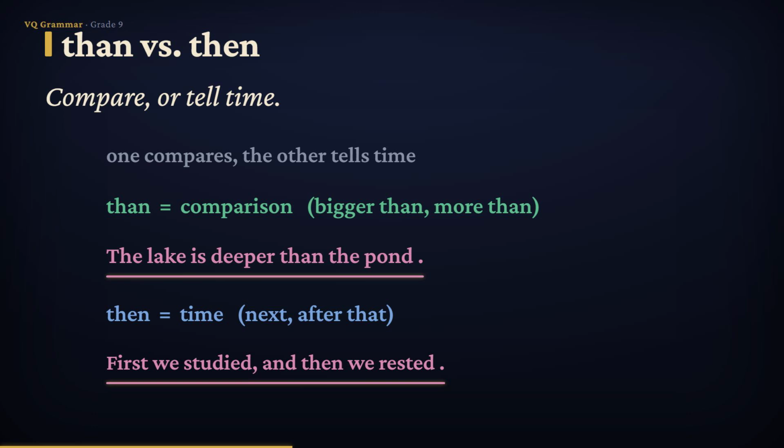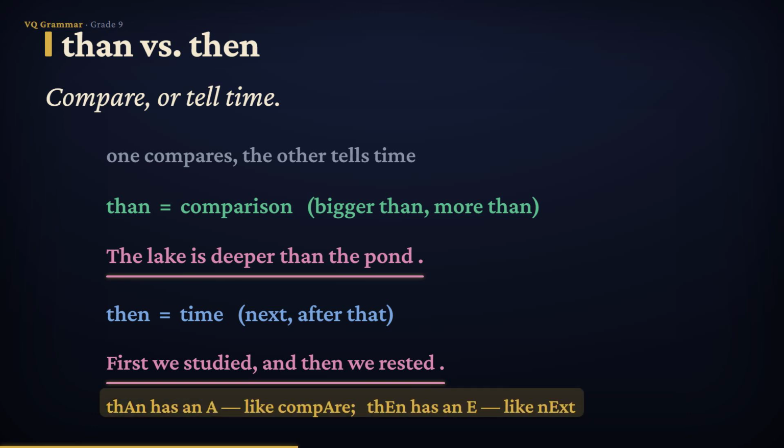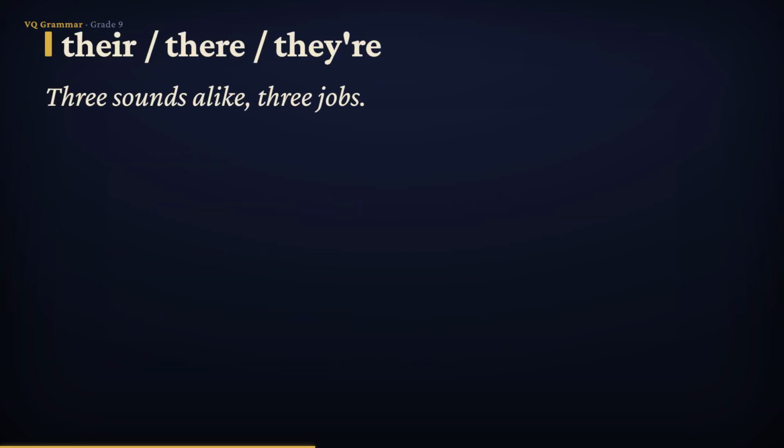Here's a memory trick that never fails. Than has an A, just like the word compare has an A. And then has an E, just like the words next and time. Match the letter and you'll never mix them up again. This next set is the most famous mix-up in English. There, their, and they're. 3 words that sound exactly alike, but each has a completely different job.